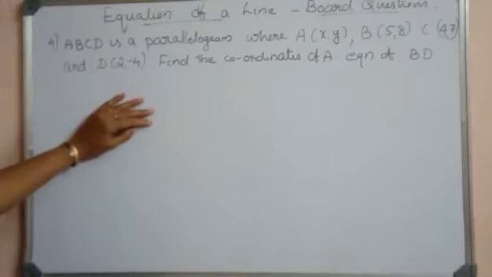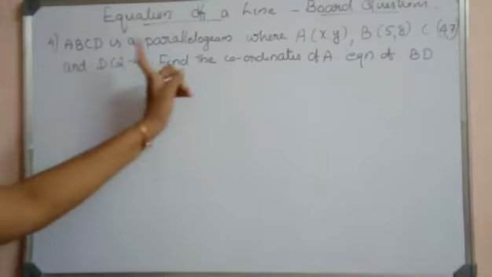Look at the next question. ABCD is a parallelogram where A is (x, y), B is (5, 8), C is (4, 7) and D is (2, minus 4). Find the coordinates of A and the equation of the diagonal BD. It is given that ABCD is a parallelogram.